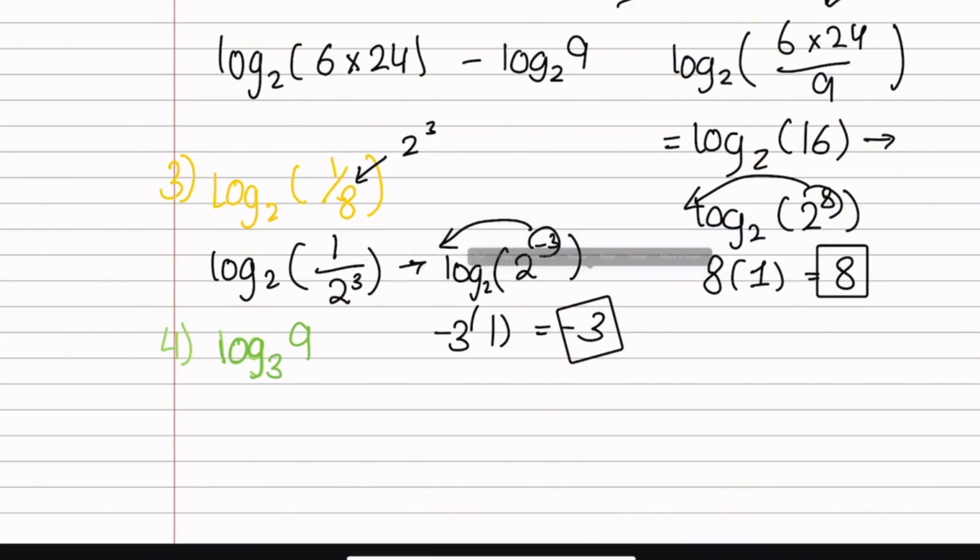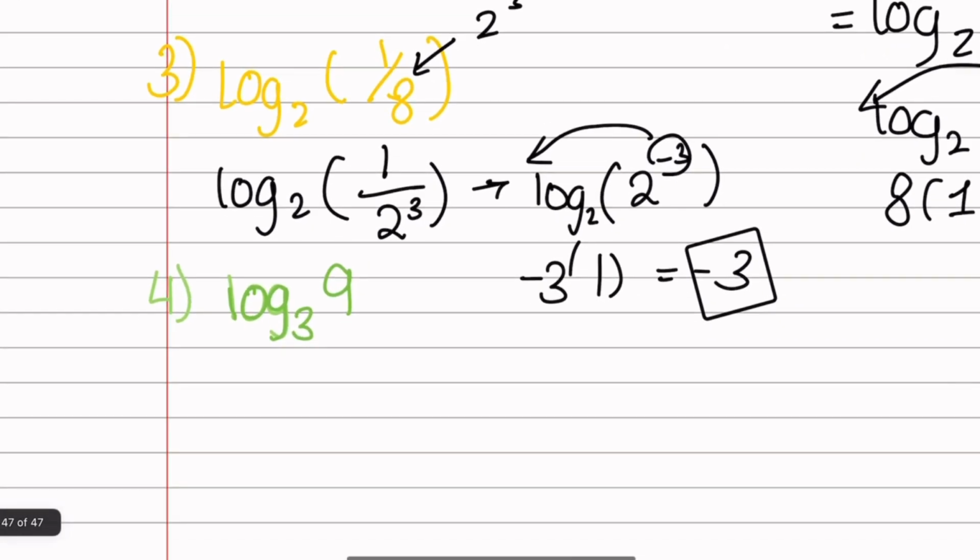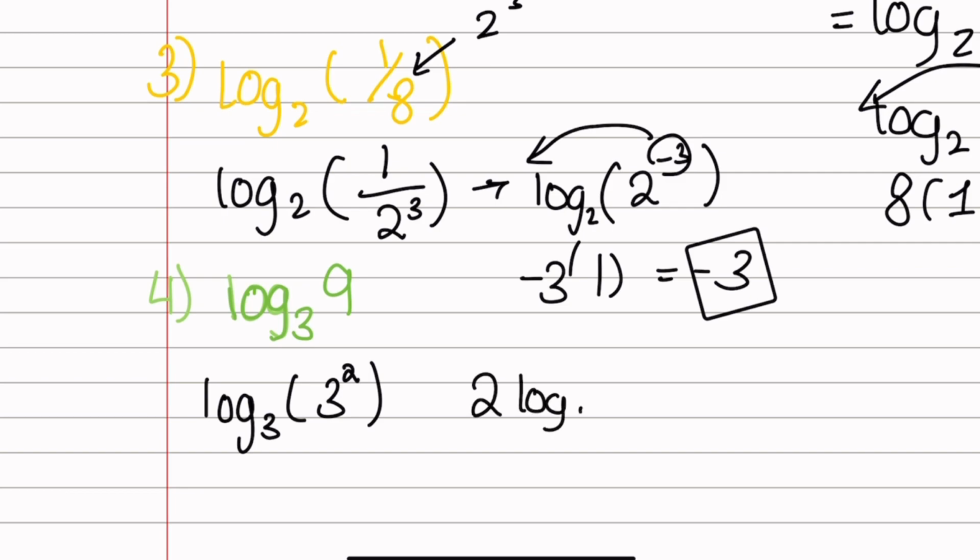Let's try log base 3 of 9. So that's the same as log base 3 of 3 to the power of 2. So that's the same as 2 log base 3 of 3, which, as I mentioned, is 1. So 2 times 1 equals 2.